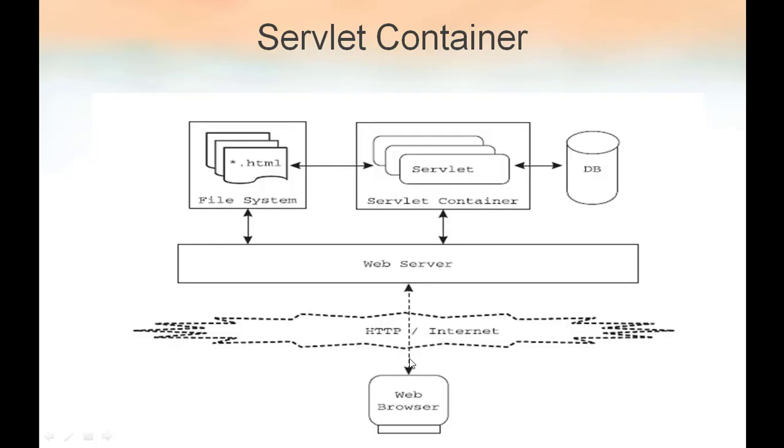Let's see the picture of servlet container. Here, the web browser sends the request to the web server using HTTP protocol. If the targeted file is an HTML file, then it will be handled directly by the file system. If the targeted file is a servlet file, then it will be sent to the servlet container. Servlet container sends the request to the particular servlet. Servlet uses file system and database to generate dynamic output.